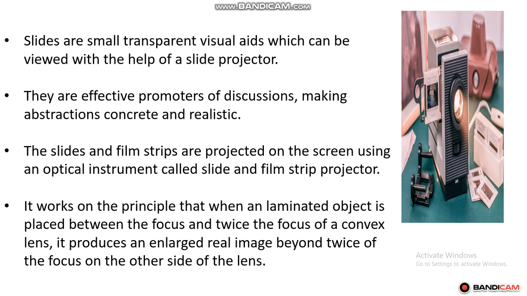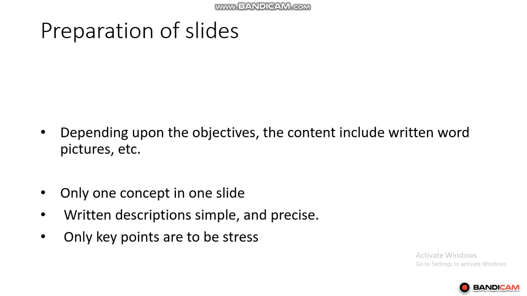Slides and film strips are projected on the screen using an optical instrument called a slide and film strip projector. It works on the principle that when an illuminated object is placed between the focus and twice the focus of a convex lens, it produces an enlarged image beyond twice the focus on the other side of the lens. So between these convex lenses, this slide is being kept, and that's how it is being projected onto the screen. Now coming to how the slides can be prepared.